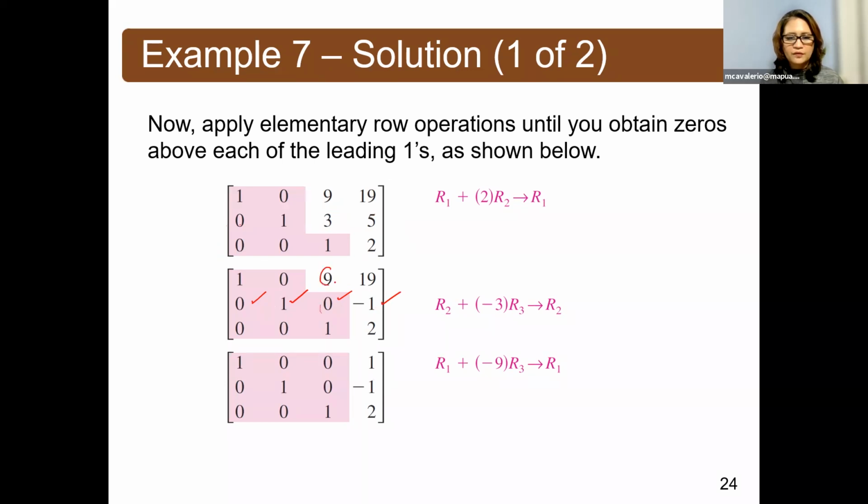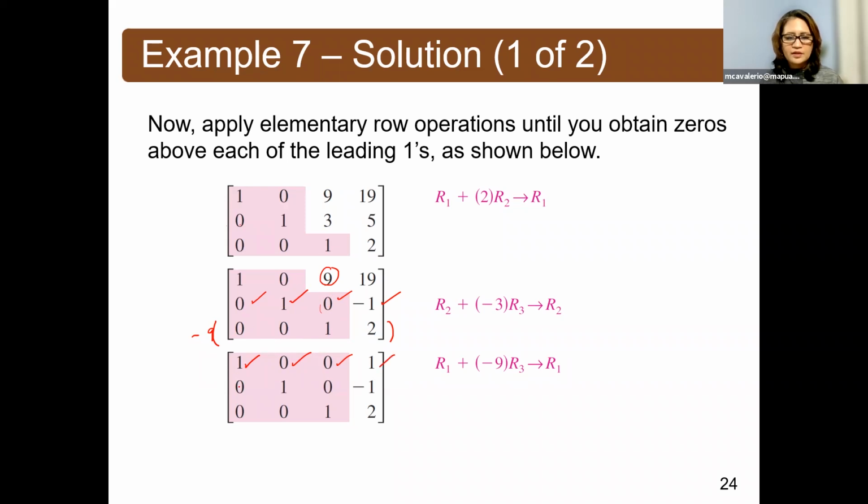We still need to convert this to 0. So what we can do is multiply row 3 by negative 9 and add it to the entries in row 1. So negative 9 times 0 is 0 plus 1 is 1. Negative 9 times 0 is 0 plus 0 is 0. Negative 9 times 1 is negative 9. Negative 9 plus 9 is 0. Negative 9 times 2 is negative 18. Negative 18 plus 19 is equivalent to 1.